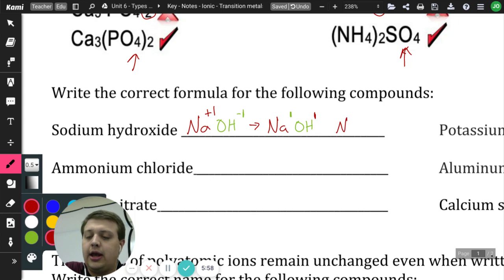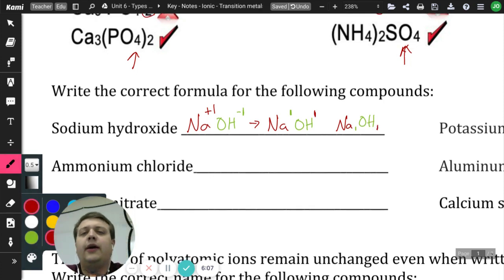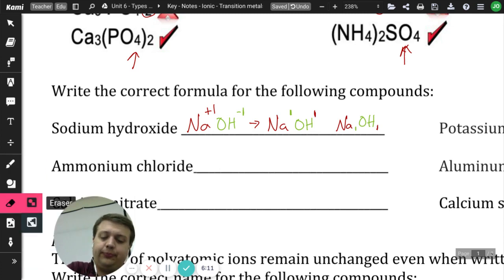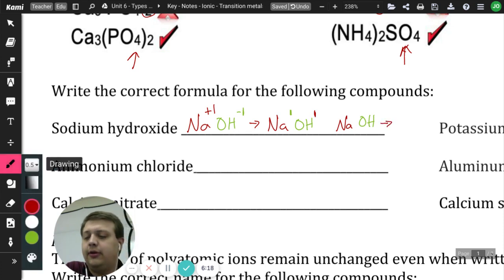So in A, the 1 comes down. You got OH. The other 1 comes down. And then remember, if you've got a 1, you just don't write the ones, right? So these would go away. So our final compound is NaOH. That would be our formula.